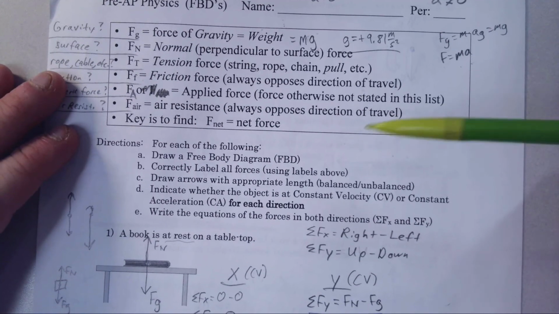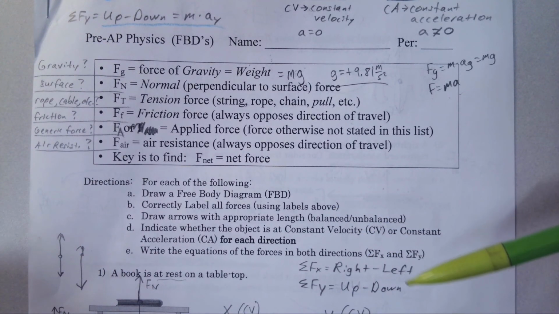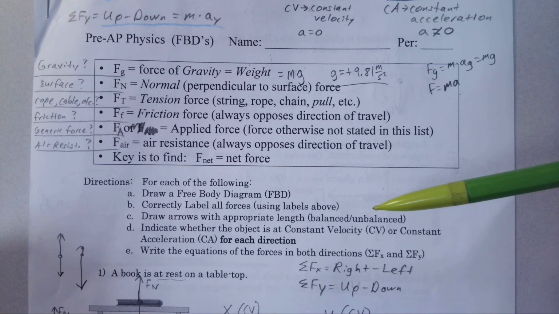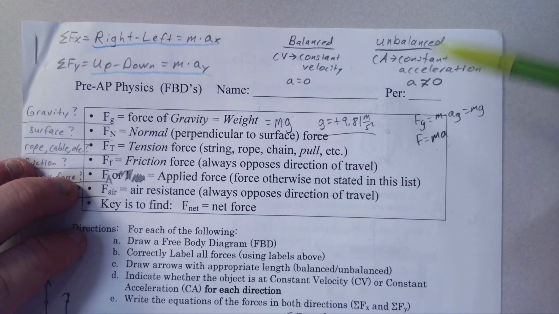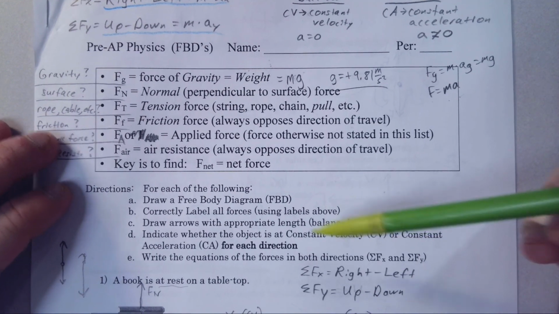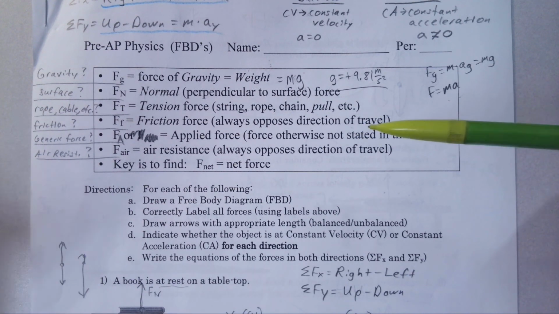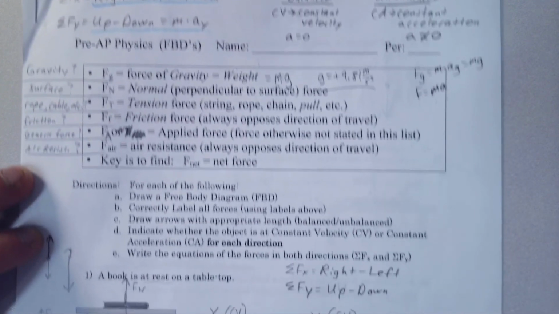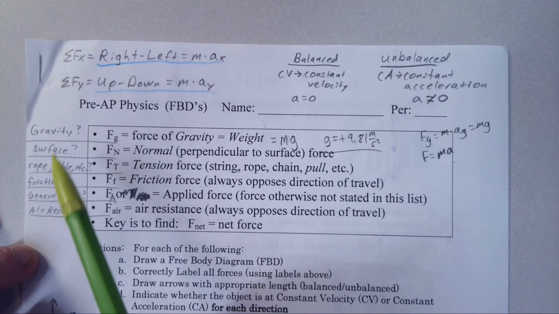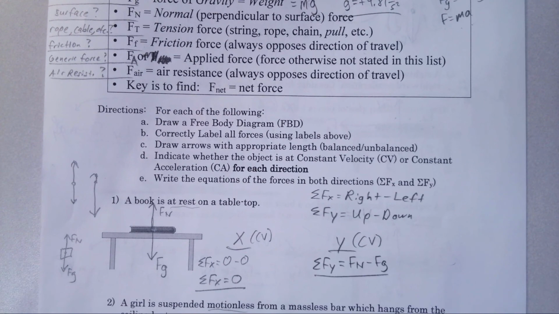You're also going to correctly label the forces. You're going to draw the arrows the appropriate length. I'll talk about that in a second here. You're going to indicate whether the object is CV or CA, so whether it's balanced CV or unbalanced CA for each direction, X and Y, and then you're going to write the equation. When I say write the equation, we're just writing the force equations, which means we're not yet writing MAX, MAY. We're just figuring out what is right, what is left, what is up, what is down, and then writing those equations. I'll show you an example real quick with this first one that I've already done in a previous class.